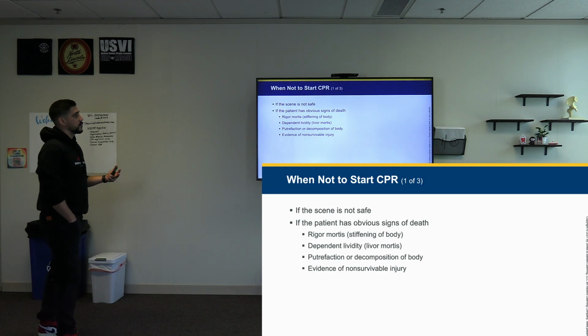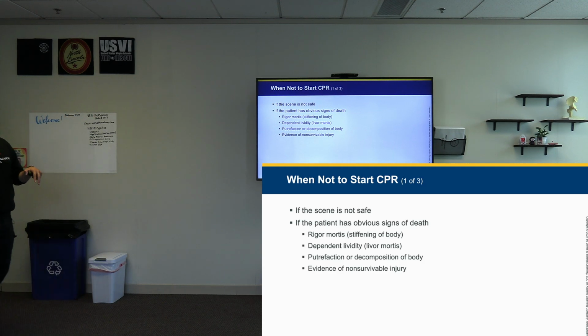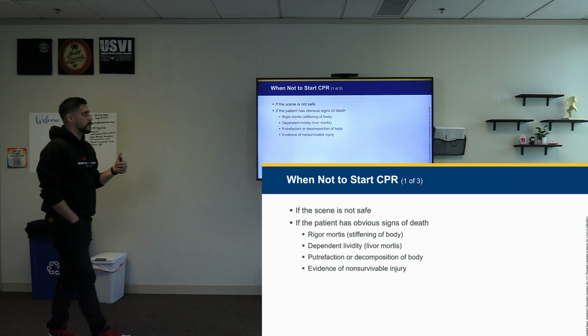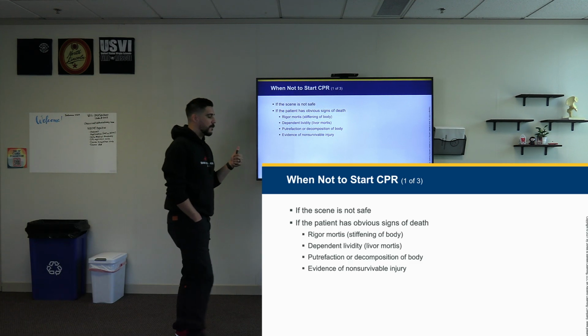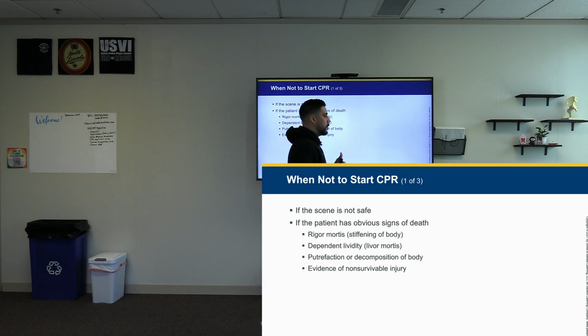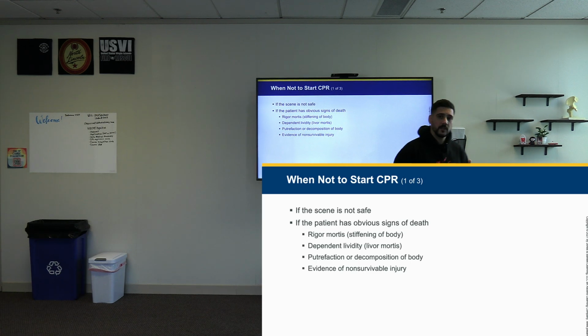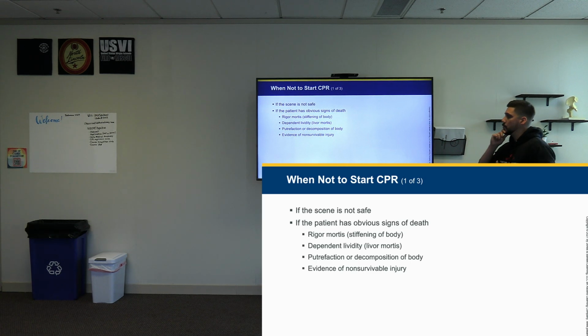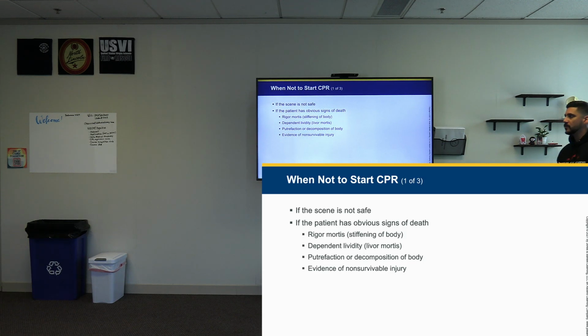Now, another time we won't start is if there are obvious signs of death. This person is already deceased, at a point where we cannot help them anymore. First one being rigor mortis. The body gets stiff. Most seasoned providers will walk up to most cardiac arrest patients and start by jiggling their jaw. If the jaw wiggles, that person is still viable. We can still do chest compressions. If it is rigid and stiff, that person is past what we can do.